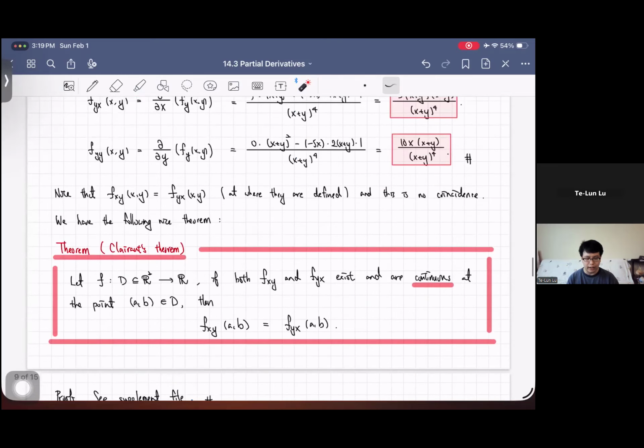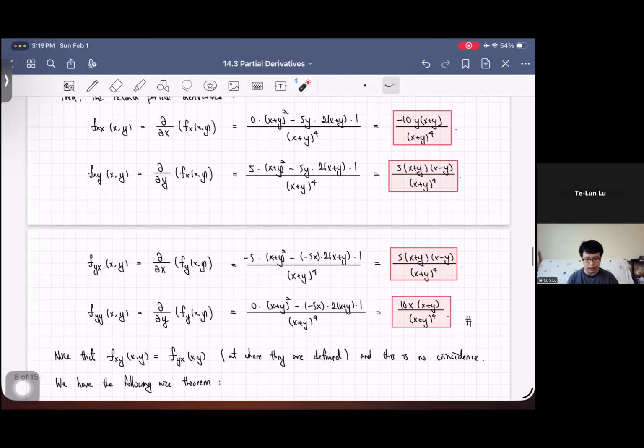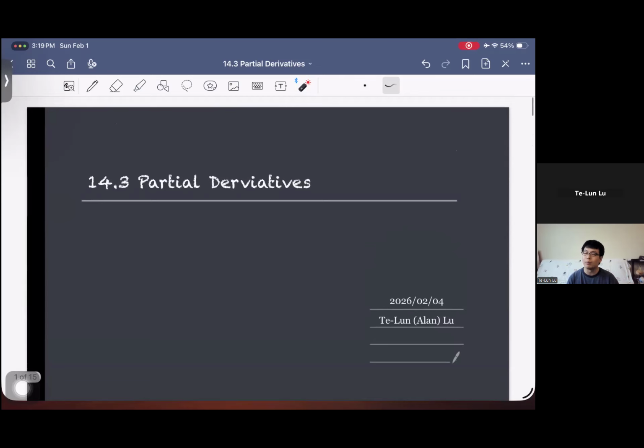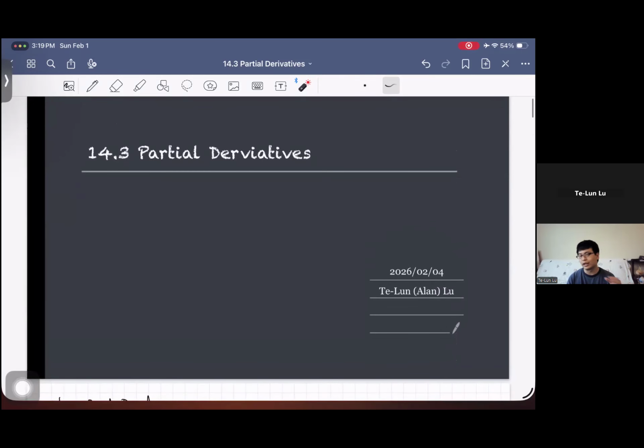I would encourage you guys to try exercising this chapter because you guys should be familiar with differentiation in a single variable version, and that also carries on to the partial derivatives in this multidimensional version.